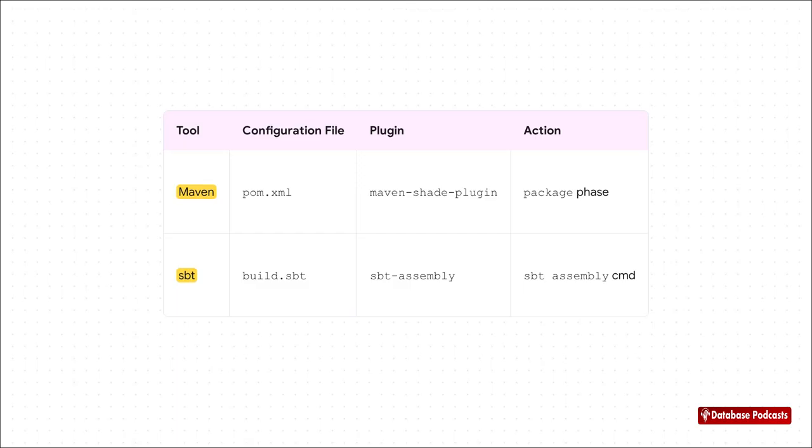Yeah, you definitely don't do this manually. That's what build tools are for. In the Java and Scala worlds, the two big players are Maven and SBT. Each one has a specific plugin. For Maven, it's the Maven Shade plugin, and for SBT, it's SBT Assembly. You just set it up once in your configuration file, and from then on, the tool does all the heavy lifting for you, creating that perfect, portable jar.